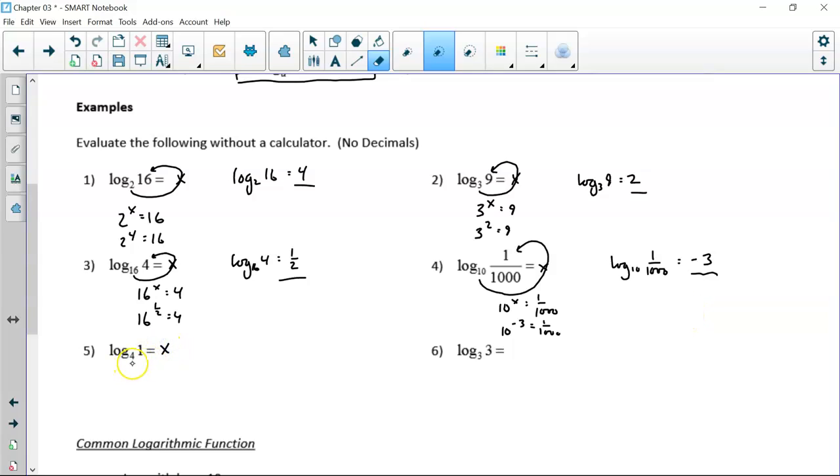Put an x here. 4 to the x equals 1. Now, the only way to go from a number to 1 is if our exponent is 0, because 4 to the 0 equals 1. So the log base 4 of 1 equals 0. That's our value when we evaluate. Log base 3 of 3, so it's 3 to the x equals 3. The only way we can get the same number is if our exponent is 1. So the log base 3 of 3 equals 1. And there's our value from evaluating.